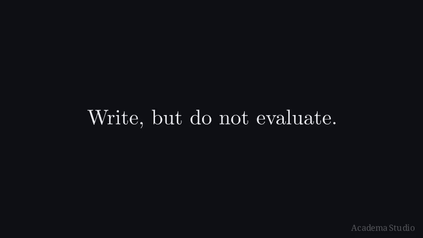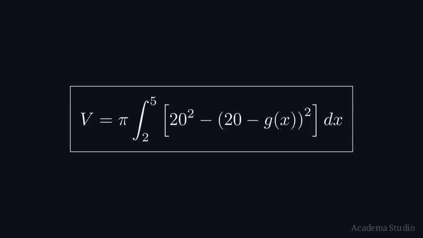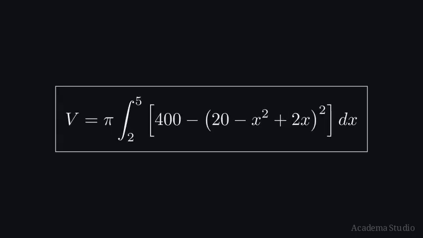The question asks only for the integral expression. Therefore, we do not expand, integrate, or simplify further. Either expression correctly gives the volume generated by rotating region S about y equals 20. The final answer, V equals pi the integral from 2 to 5 of 400 minus (20 minus x squared plus 2x) to the power of 2 dx.